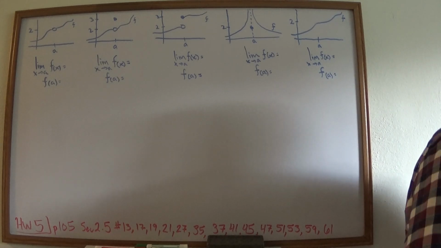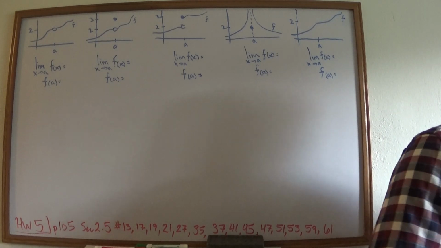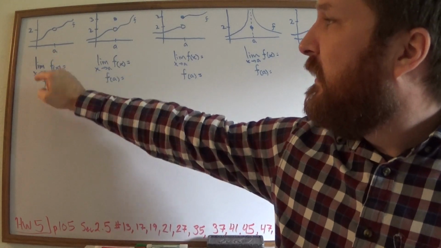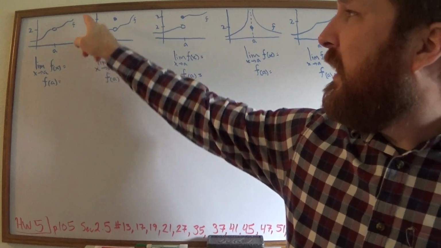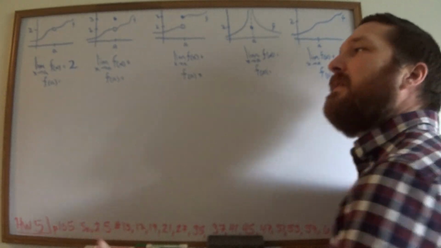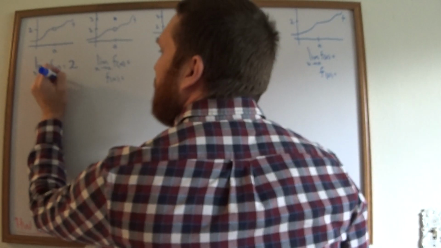So, let's do it this way. What did you guys get? What is the limit? So here's A. The limit as x goes to A of our function f is equal to? 2. What is f of A? Doesn't exist. Yeah, it's better to say it's undefined.